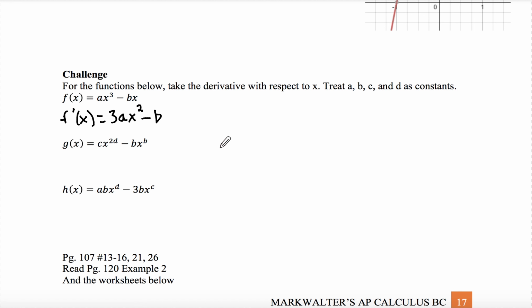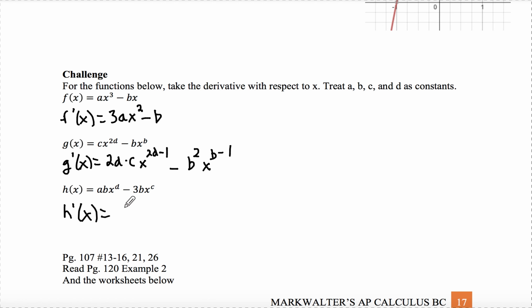Find the derivatives of g and h. All right, let's take a look. G prime of x gets a little funkier, but we follow the same rule. Cx to the 2d. So this is a constant times x to some power. I bring down that power, 2d, I multiply it by the constant that's already there. I keep the x and I subtract 1 from whatever that exponent is. It looks funky. I don't know what 2d is. It's some number. So the new exponent after I do the derivative is 2d, whatever that number is, minus 1. Minus, I'll bring down the b. b times b will give me b squared. I'll keep the x and I'll subtract 1 from the exponent.